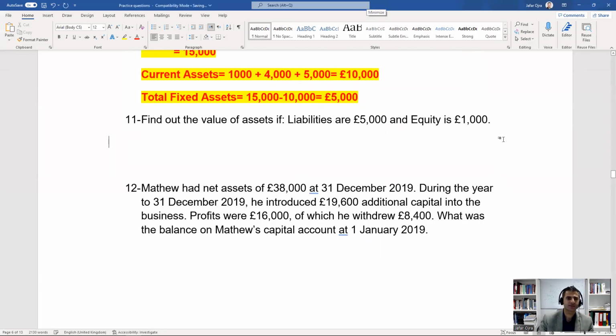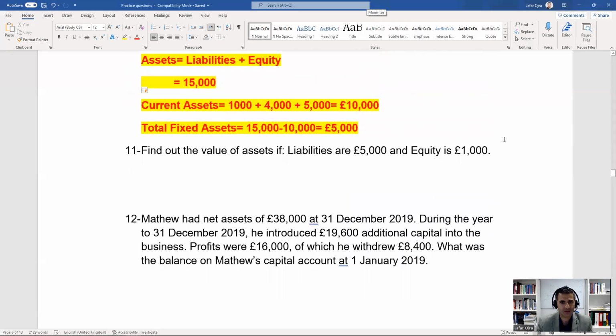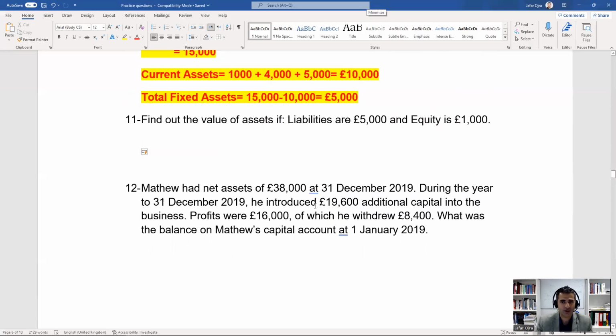Question number 11. If you look at this equation, it sounds like an easy, straightforward question, but it's not really. This question is really tricky, and you'll be surprised that a lot of people get it wrong. Actually, no, not this question. I meant question number 12, sorry, it's my mistake. Question number 11 is really straightforward.